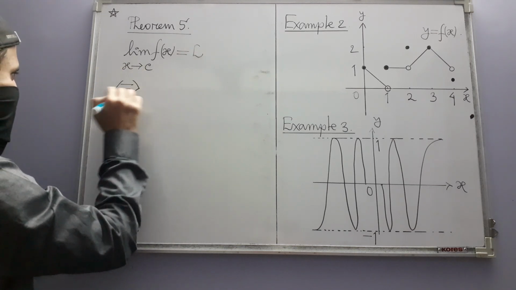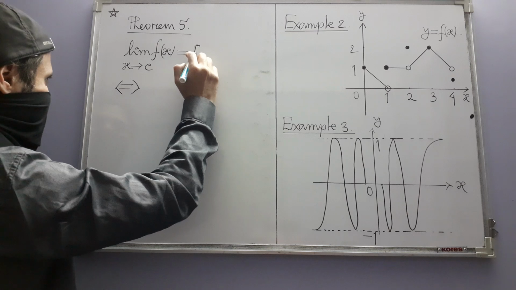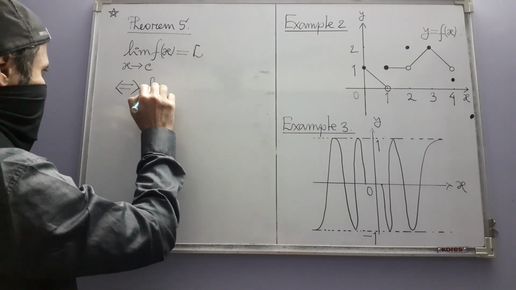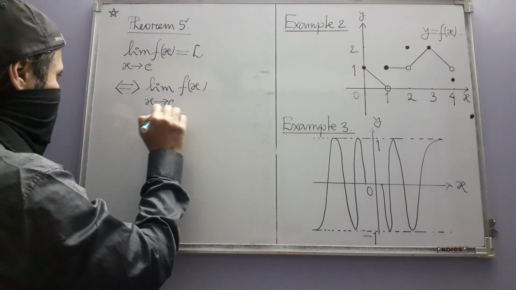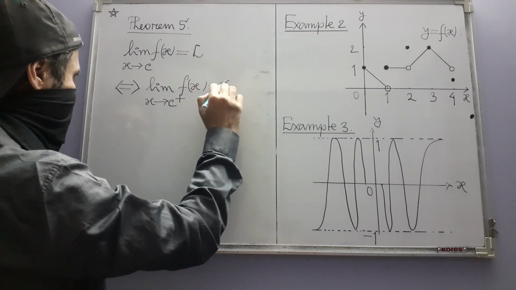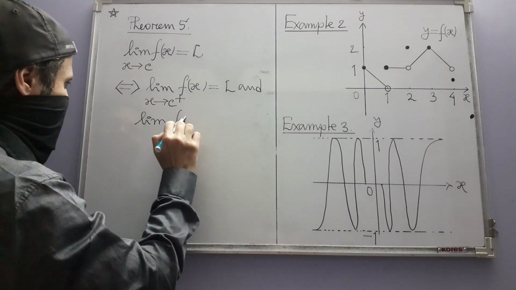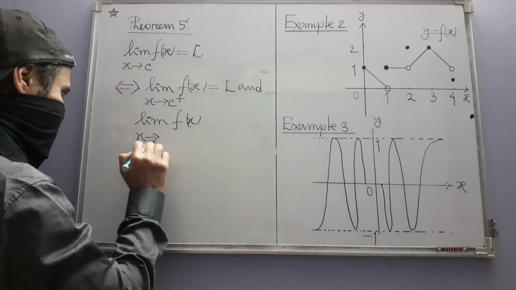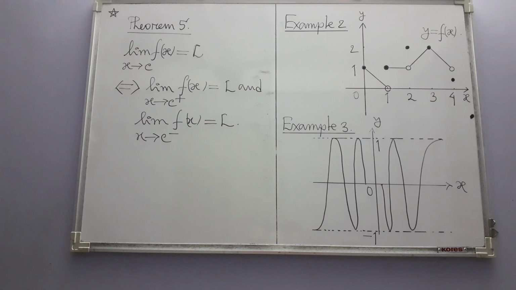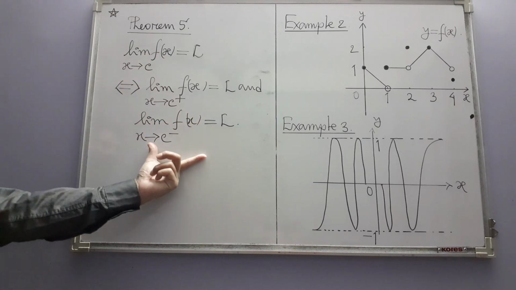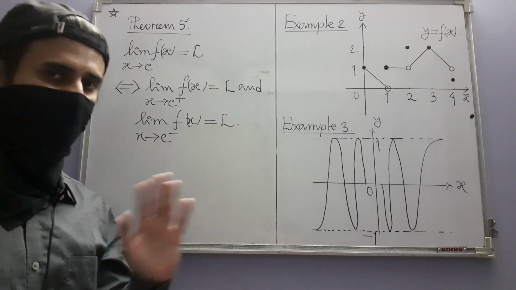The limit of f at c is L, and L of course is a real number, if and only if the right hand limit at c of f is L and the left hand limit also exists and is L. So if this is true, then both of these are true, and conversely. So that is the relationship between these limiting notions.